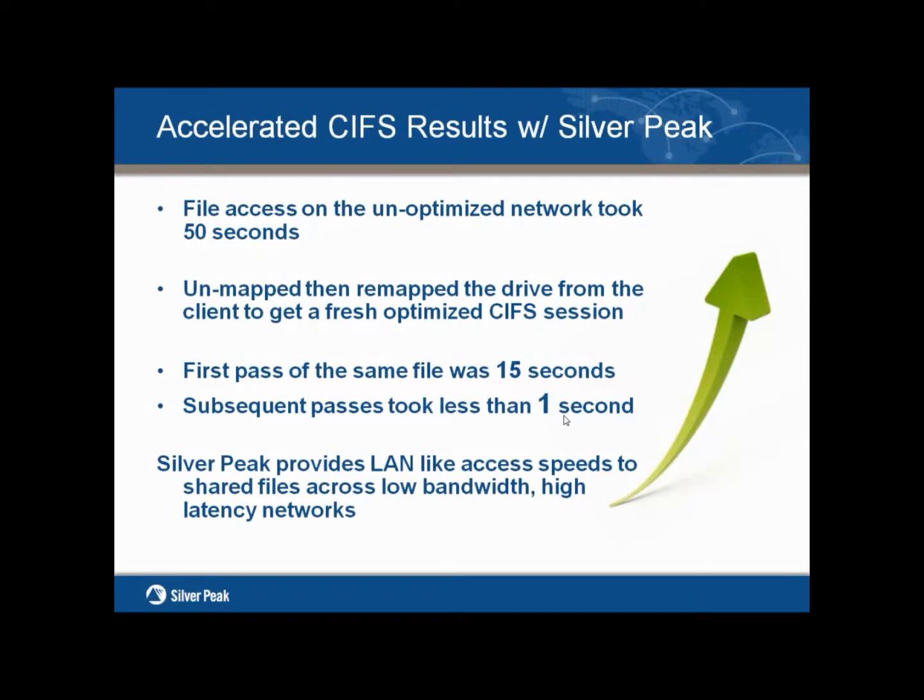File access on the unoptimized network took 50 seconds to transfer a 24 megabyte file across the WAN. We then unmapped, then remapped the drive from the client to get a fresh optimized CIFS session. The first pass of the same file through the VX Express network was 15 seconds. Subsequent passes through the optimized network took less than 1 second. Silver Peak provides LAN-like access to shared files across low bandwidth, high latency links.